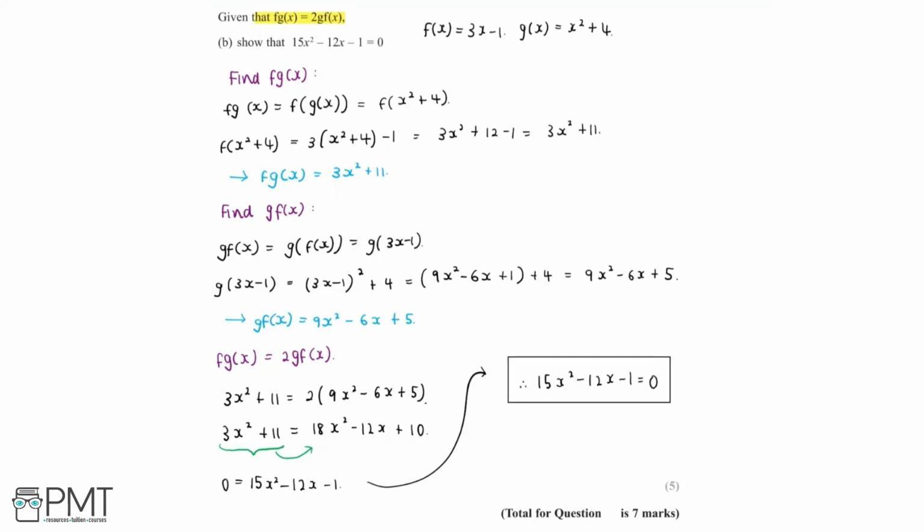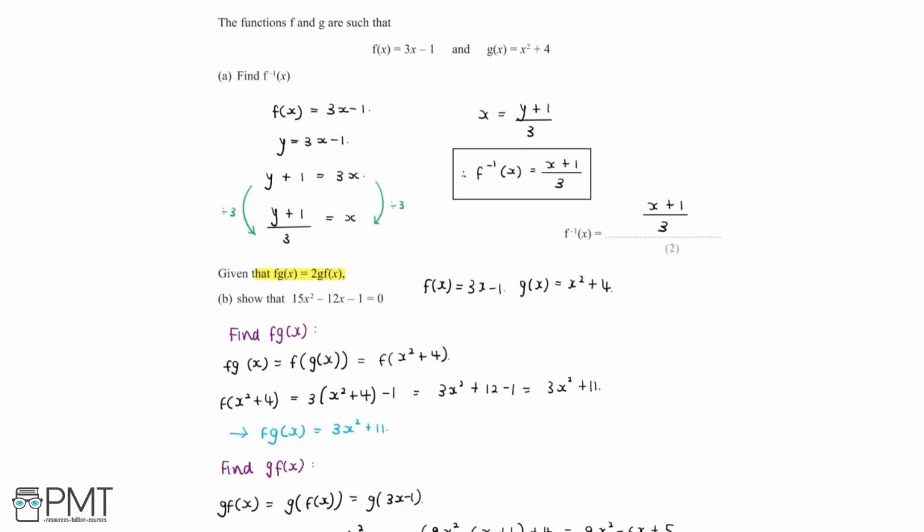Now this question is worth 7 marks. In part A, we get the first mark for the first step to change the subject, and for saying that y is equal to 3x minus 1. And we get the second mark in part A for rearranging to find x, and for finding that the inverse function of f of x is equal to x plus 1 over 3.